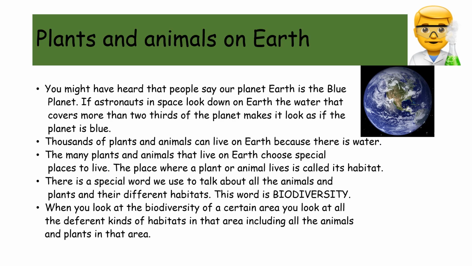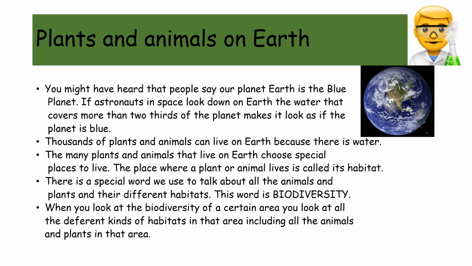The first one, plants and animals on Earth. You might have heard that people say our planet Earth is the blue planet. If astronauts in space look down on Earth, the water that covers more than 2/3 of the planet makes it look as if the planet is blue. Thousands of plants and animals can live on Earth because there is water.